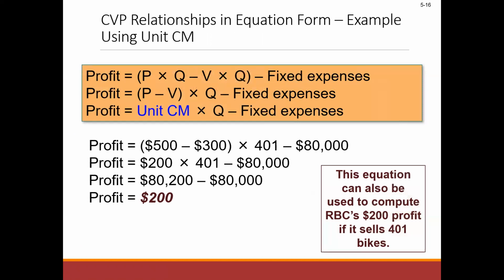Now, we know profit can be price times quantity minus variable cost per unit times quantity. Or another way we just say it is unit contribution margin times the quantity minus our fixed expenses. So what we're doing is trying to break it down per unit.